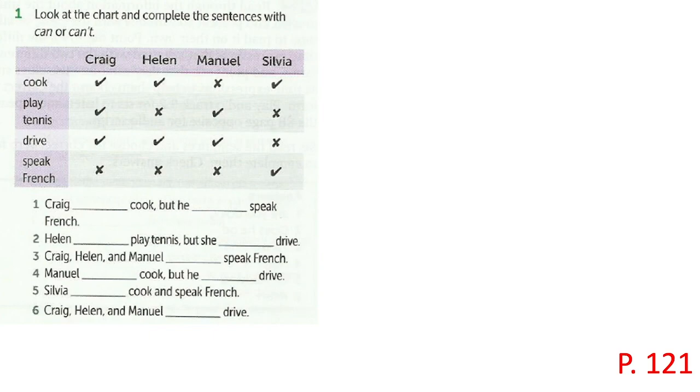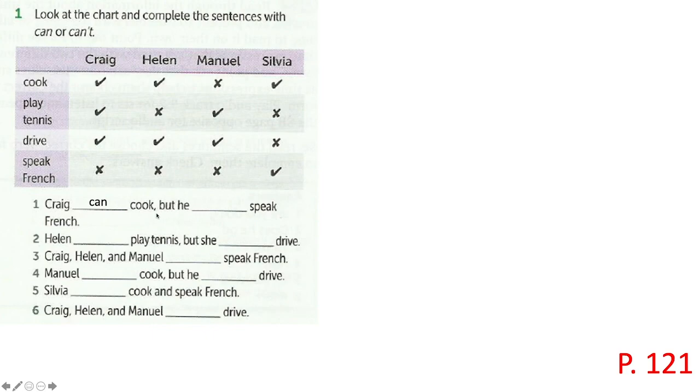So here we need to complete using can or can't, according to this information, yeah? If you look at the first name here, it says Craig. Craig cook, but he speak French. So here you look at Craig cook, yes. If there's a check, you say can. Craig can cook. There's no problem for him.